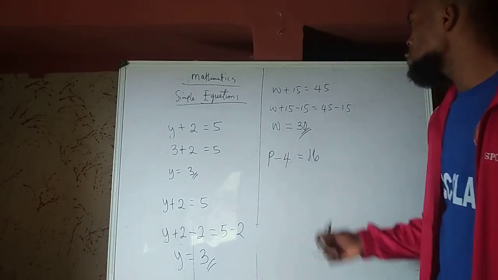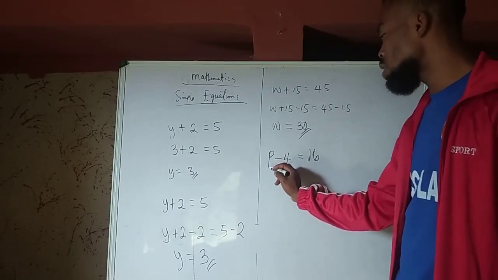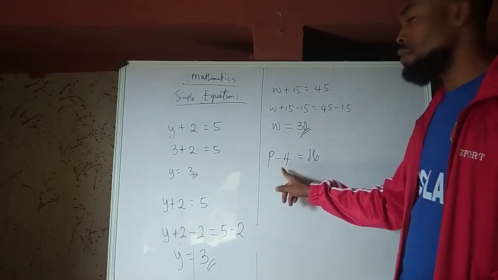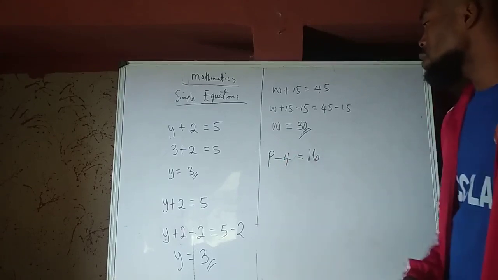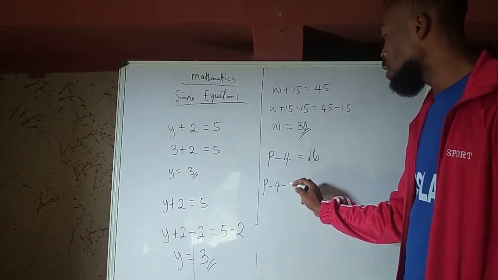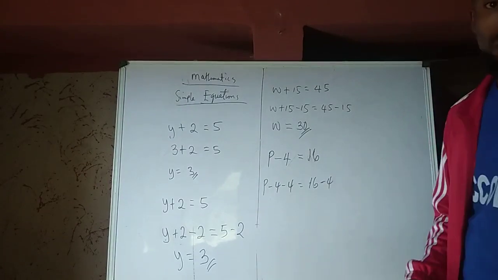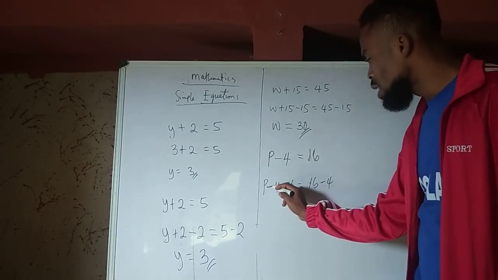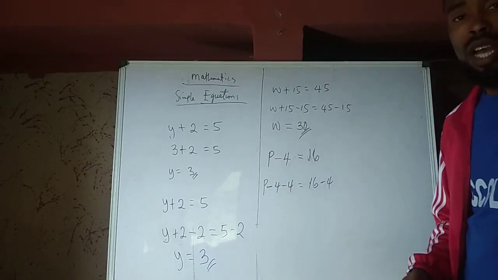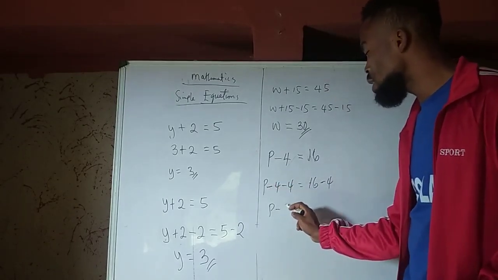Going by what we have been doing, since we want p to stand alone, we could possibly say let's subtract 4 from both sides. But if we do that, it's not going to work. Look at it: p minus 4 equals 16 minus 4, if we are subtracting from both sides, right? This will now be minus 4 and minus 4, which is, I know we've not gotten to this level, but minus 4 actually gives us p minus 8.